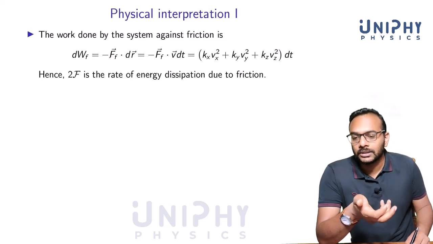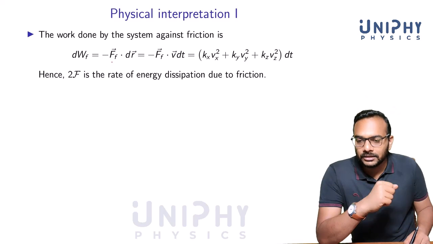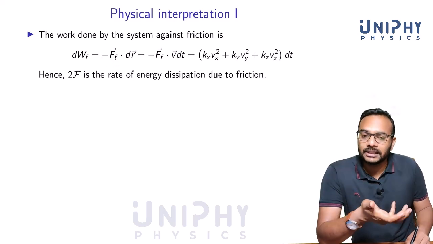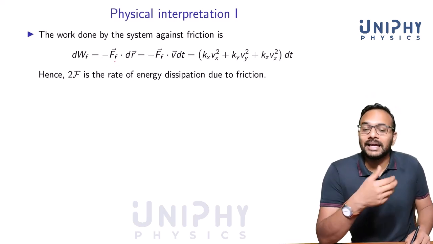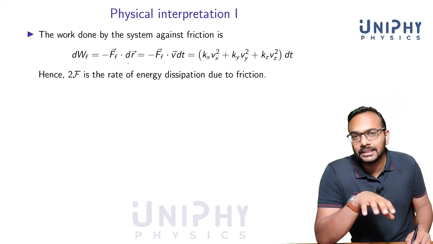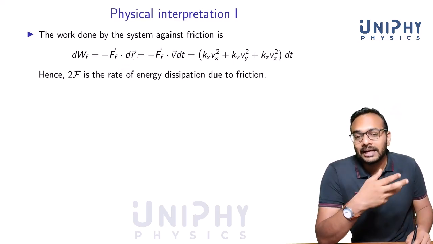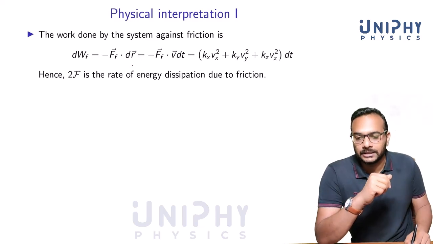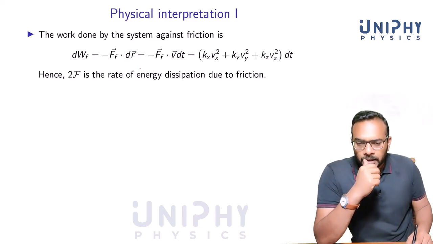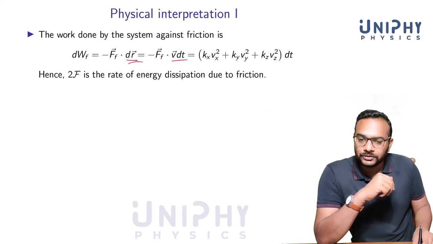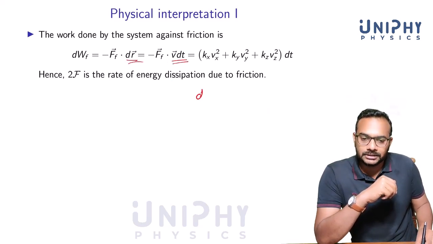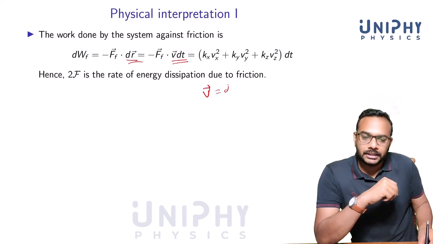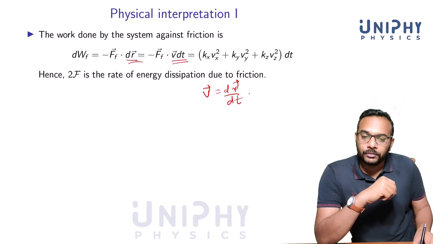There's a minus sign there, of course. So this is the work done by the frictional force, or rather the work done by the system against friction, not work done by friction. This dr vector we can write as v vector dt, because v vector is dr vector by dt. So dr vector can be written as v vector dt. There's a scalar product there.